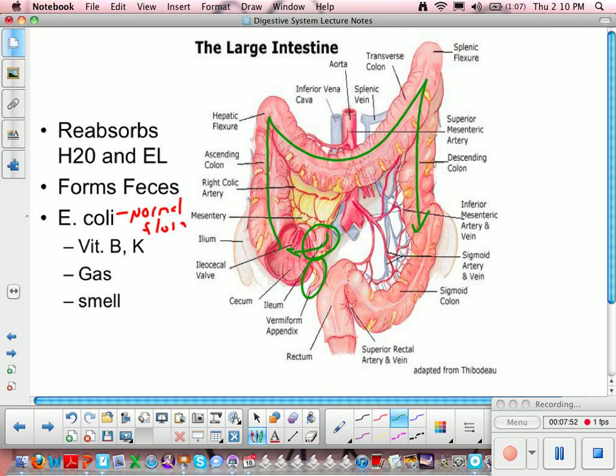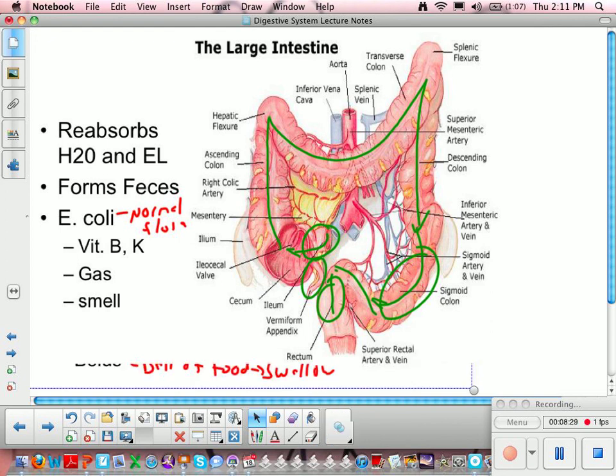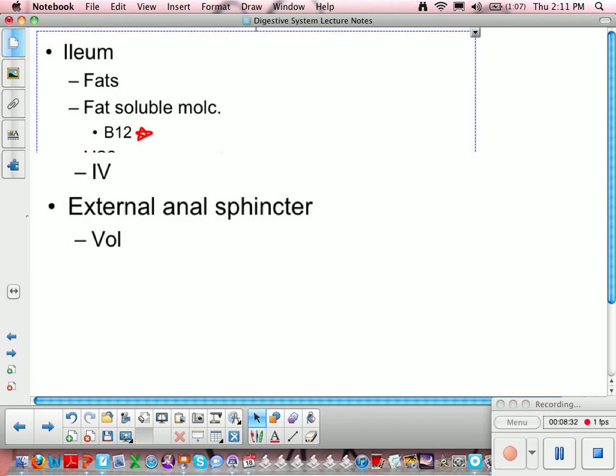And as we pass through there, we have the sigmoid colon, where material is going to be slowed down. And we have the rectum, where the feces will be collecting and forming. Sorry. So I'm going to move back to this part right here.